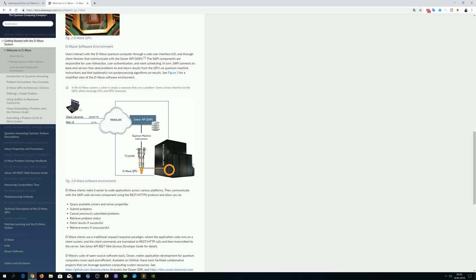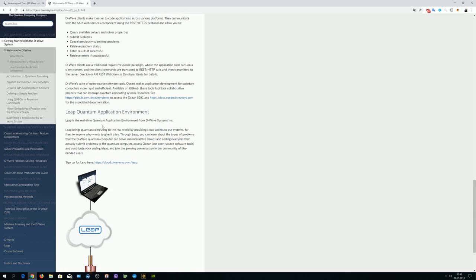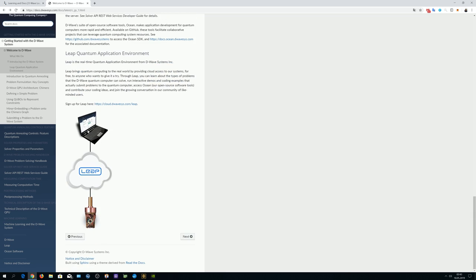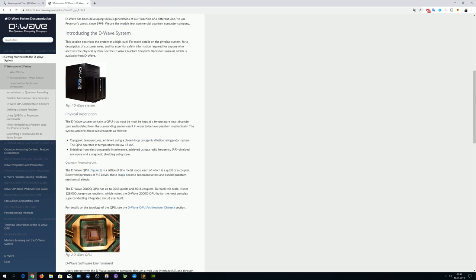Client library. So this is my website I'm accessing through my internet. The solver will interpret it, calculate it, and then getting back, translate it, and give me the feedback or the result. Interesting. So, see, Leap connected, accessing. That's how it works. And with Leap, you can sign up here too.